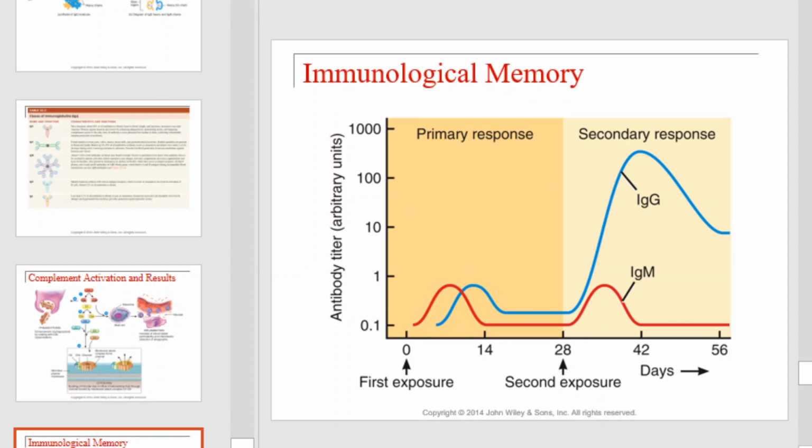Immunological memory. Your immune system does develop memory as it fights off foreign invaders. That memory is meant to lessen the future impact of a second infection of the same pathogen.